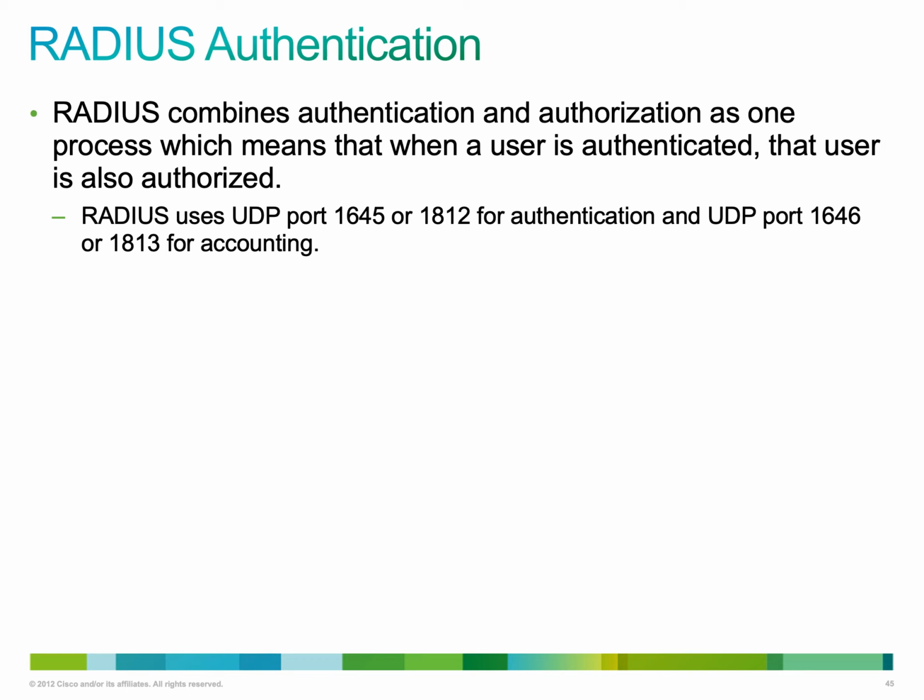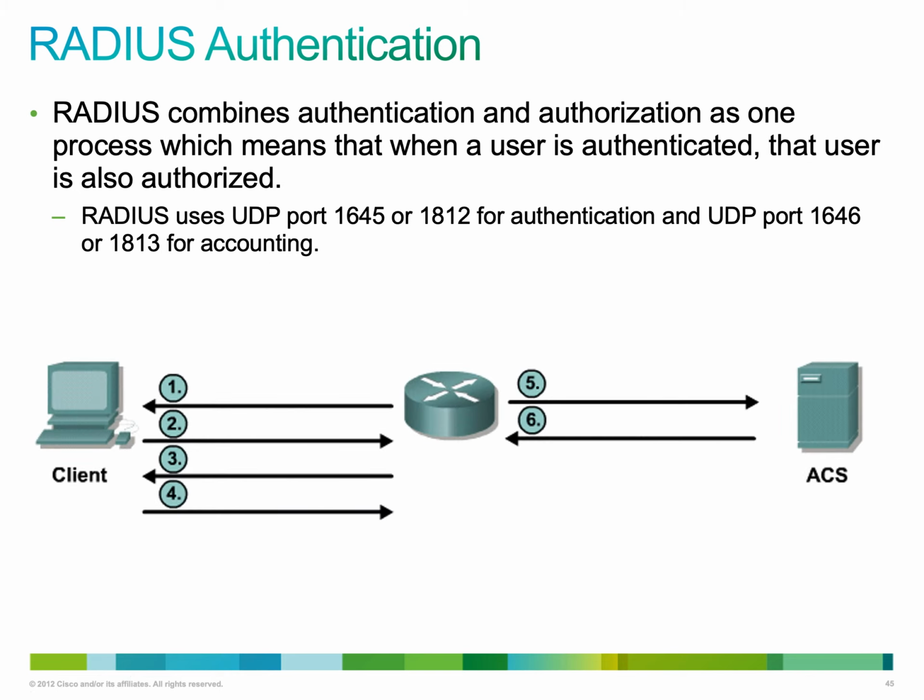Radius uses UDP, unlike TACACS, which uses TCP. Radius uses UDP ports 1645 and 1812 for authentication, and UDP ports 1646 and 1813 for accounting. Both of these are for accounting. Now here is the catch.